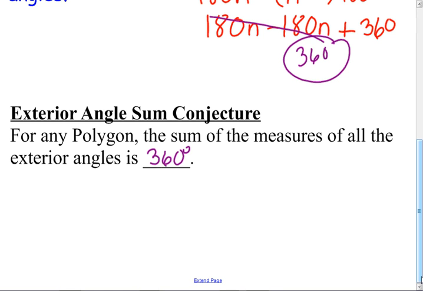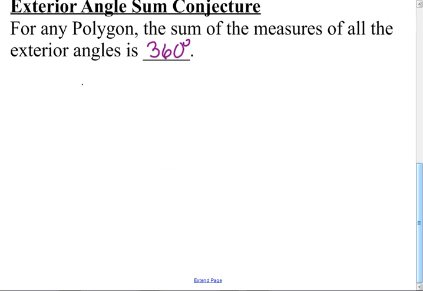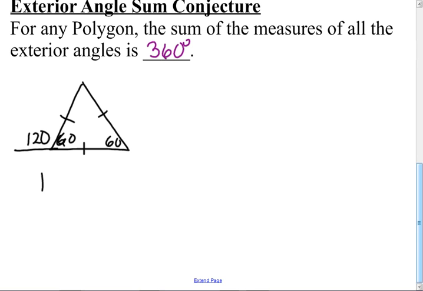How about an equilateral triangle? I'm just going to take a regular one. It's not proof. If it's equilateral, how big are all those angles? We should know that. They're 60, right? Do we all know that? Yeah. Okay. And what are the exterior angles? 120. And how many are there in a triangle? Do I get 360? Yeah. It's not proof, but it gives you the idea.